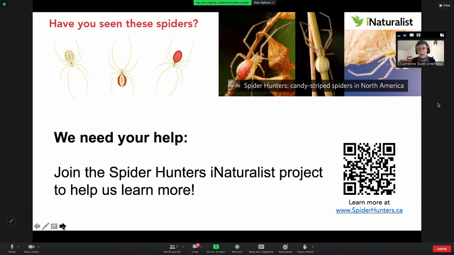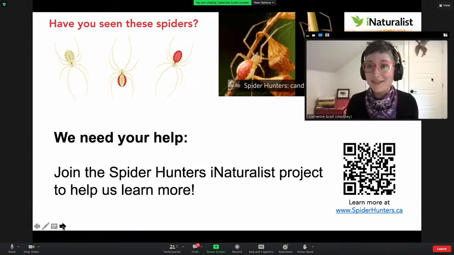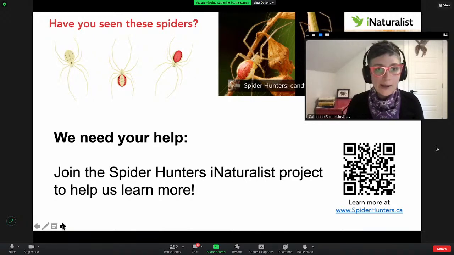So the call to action here is to please join us. If you have seen these spiders around, all you need to do is take a quick picture of them. And if you stick around for the photo workshop with Sebastian, he will have lots of tips on how to do that and how to have fun with it and really improve your spider photography.